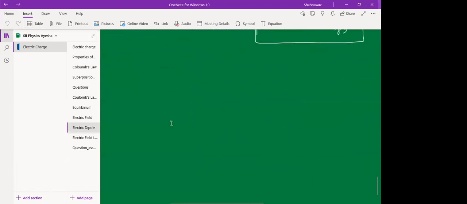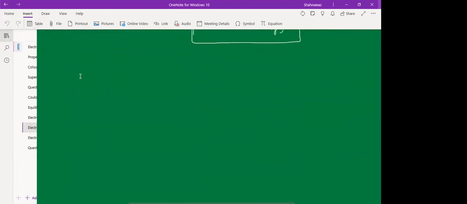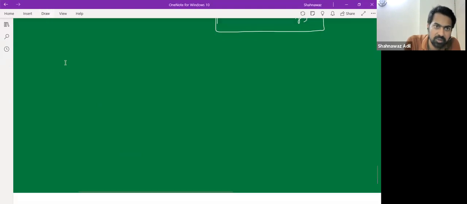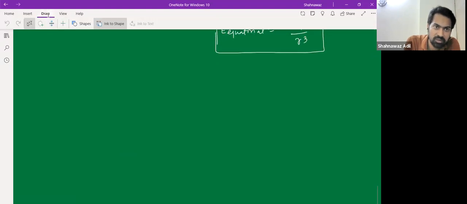Yeah, so we calculated the electric field due to the dipole at two points, right? One was this axial point. Where is this point?